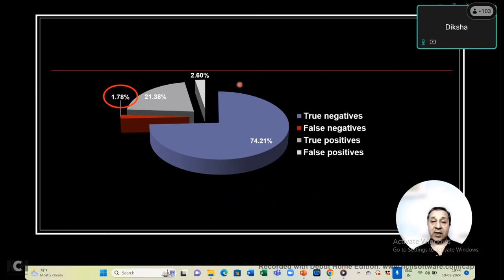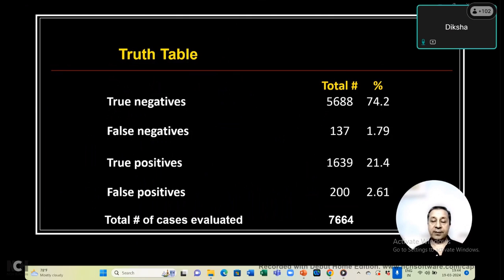So this is how the entire activity is done for defining your slide review rules, identifying them, and eventually validating them in your own laboratory. So this was the data. As you can see, the total number of cases that we evaluated was nearly 7,600, and we had a false negative rate of 1.79. We also had false positives of about 2.61. That means our burden of false positives was not that bad, and that gave us a reasonably good comfort in dealing with our cases.